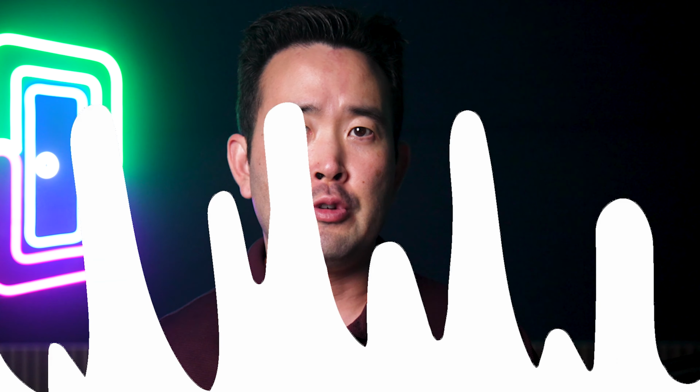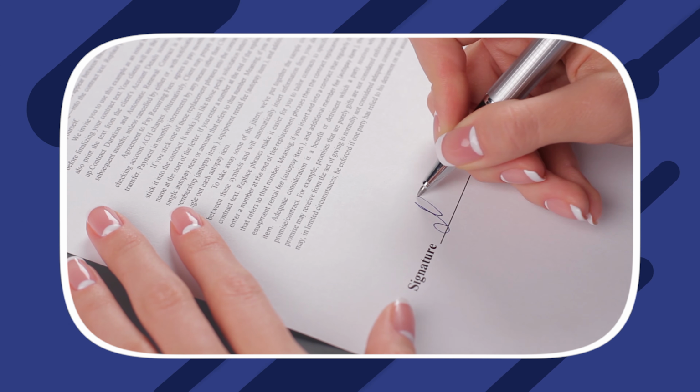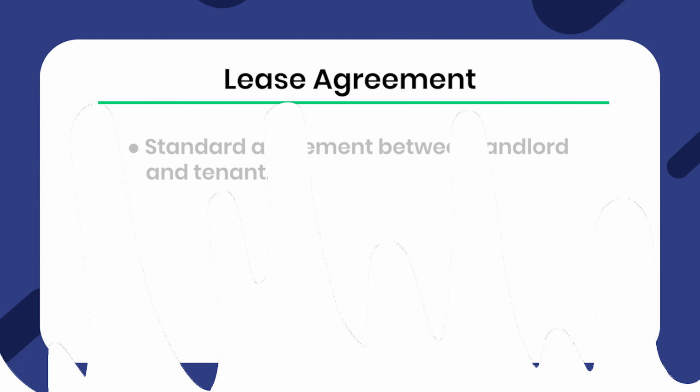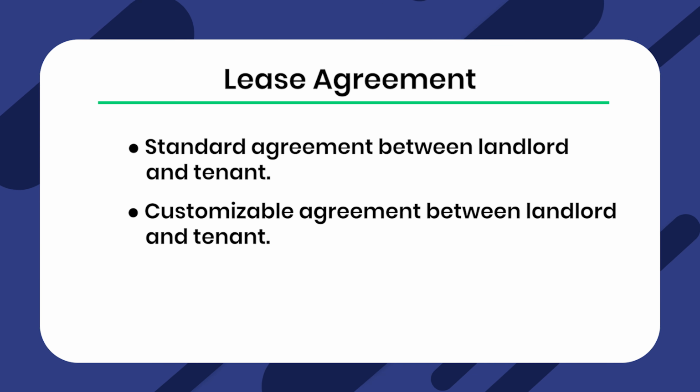So you've selected your lucky applicant and the documents provided have been approved, and now the person will go through the process of becoming an official tenant. As a part of this, the landlord must set up a lease agreement. There are 2 ways to go about this: a standard agreement between landlord and tenant, and a customizable agreement between landlord and tenant.